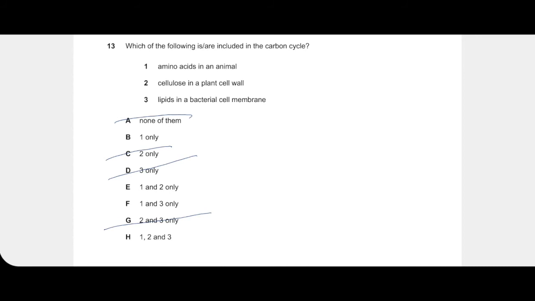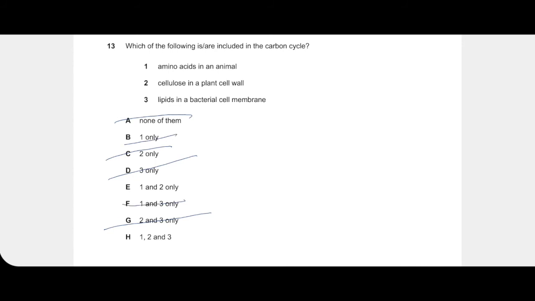And now moving on to statement number 2. Cellulose in the plant cell wall. That is included in the carbon cycle. Other predators eat the plant, they have to digest the cellulose, or the cellulose is digested by saprobionts. So that is correct. Also, cellulose can be waste, the waste part of the carbon cycle. So 2 is correct, so we can eliminate B, we can eliminate F.